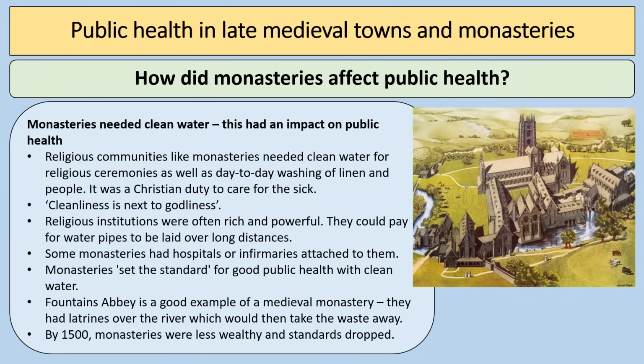Okay, so last up, public health in late medieval towns. The first image there is an artistic interpretation of Fountains Abbey in North Yorkshire. One of the key aspects for monasteries was that they needed clean water, partly for the religious ceremonies. They thought it was important to have clean water. Religious communities needed clean water for religious ceremonies, as well as the day-to-day washing of linen and keeping the people clean in the monastery.